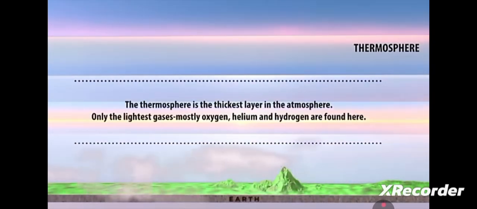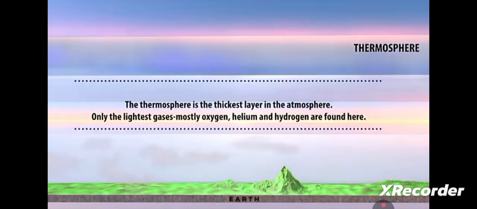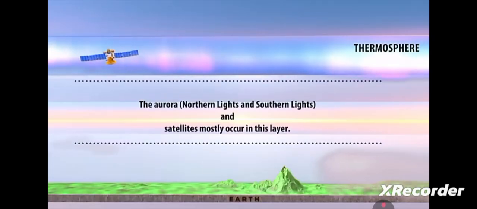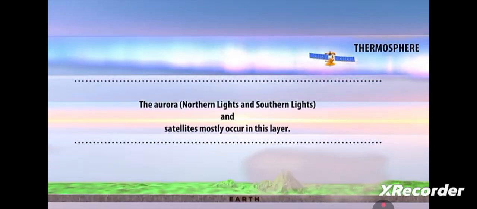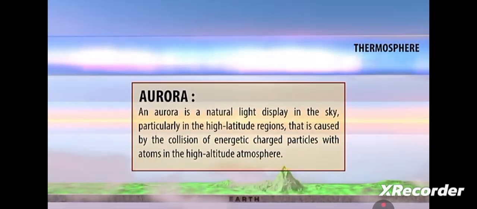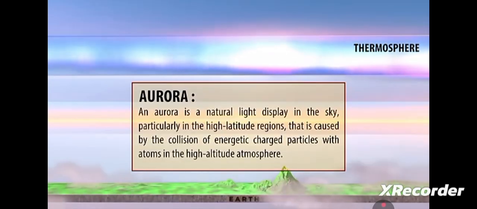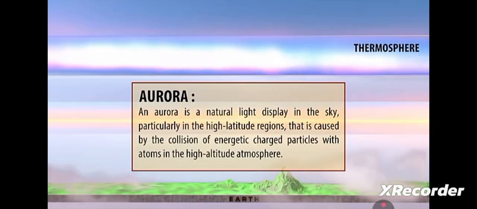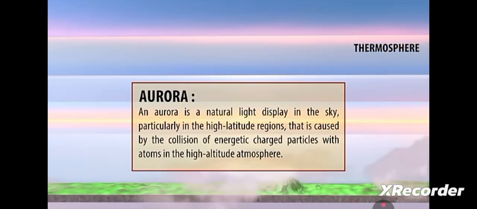The thermosphere is the thickest layer in the atmosphere. Only the lightest gases, mostly oxygen, helium, and hydrogen, are found here. The aurora and satellites mostly occur in this layer. An aurora is a natural light display in the sky, particularly in the high latitude regions, that is caused by the collision of energetic charged particles with atoms in the high altitude atmosphere.